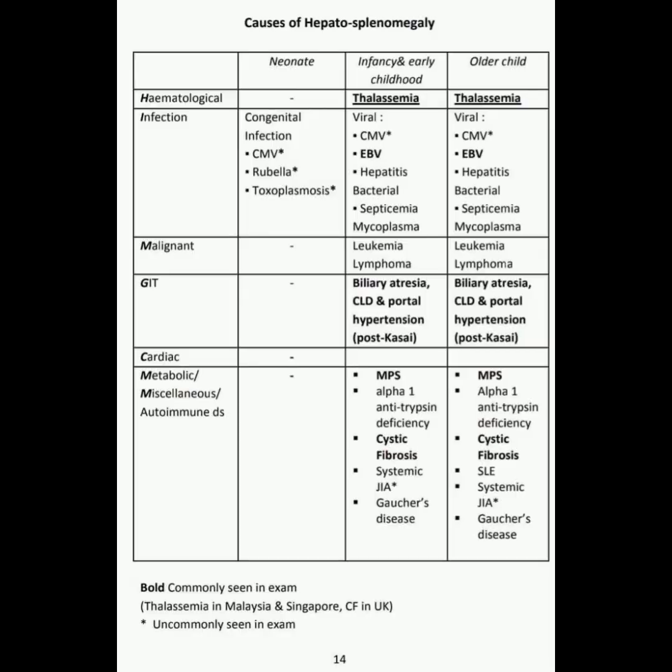Causes of both, hepatosplenomegaly. Again, we divide according to age: neonate, infancy and early childhood, and older child. Now, neonate causes of hepatosplenomegaly are congenital infection, that is cytomegalovirus, rubella, and toxoplasmosis.